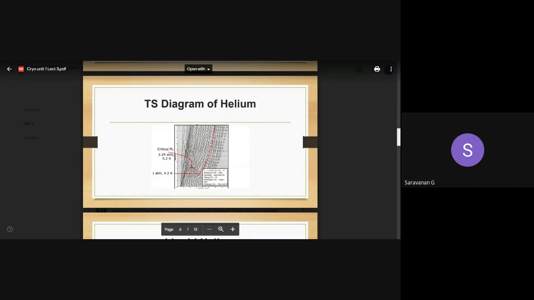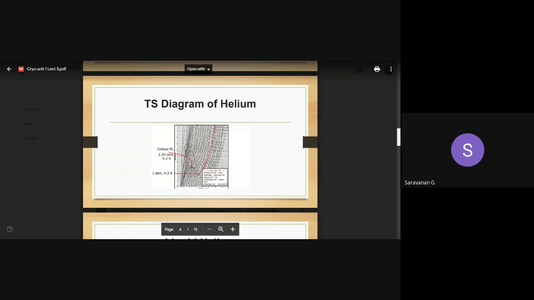As an example, you see it is given: 1 atmosphere, 4.2 Kelvin is the boiling point of helium. From that point, below the point, it is all in liquid state. So already told you, this side is all the liquid state side. The other side, under the curve, is the liquid plus vapor side. After the point, it becomes vaporization. The critical point is the point above which it becomes a supercritical fluid. So they are called supercritical fluids.